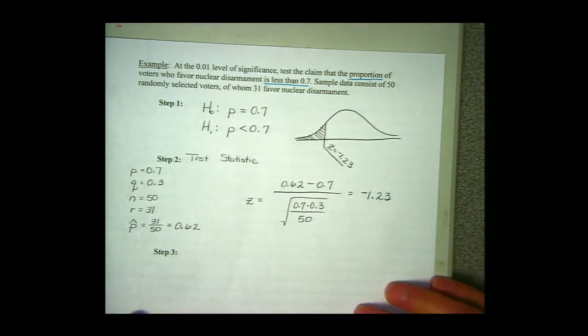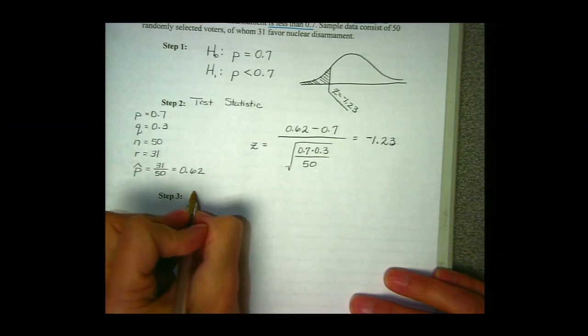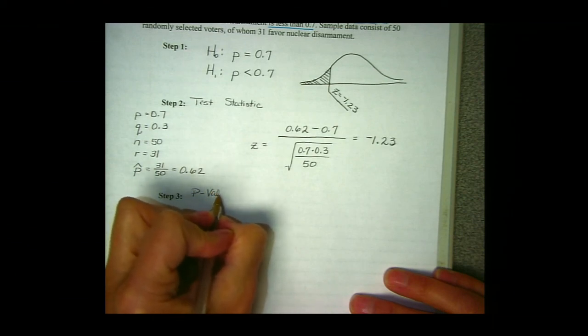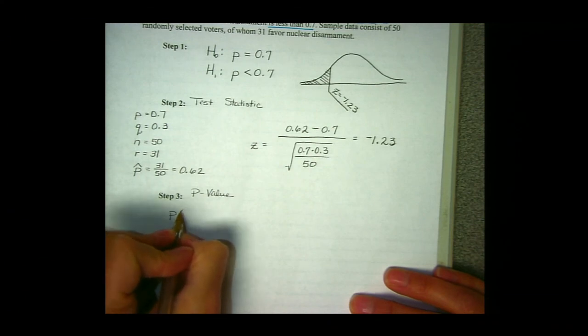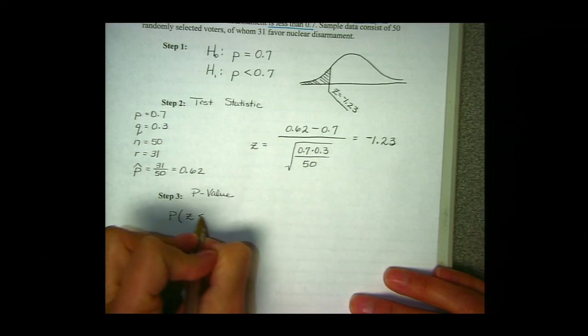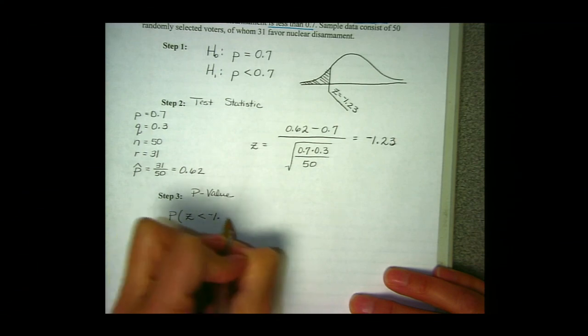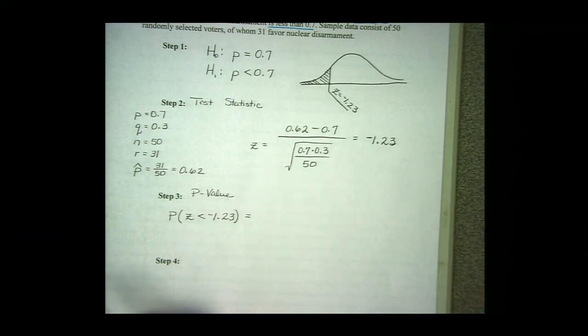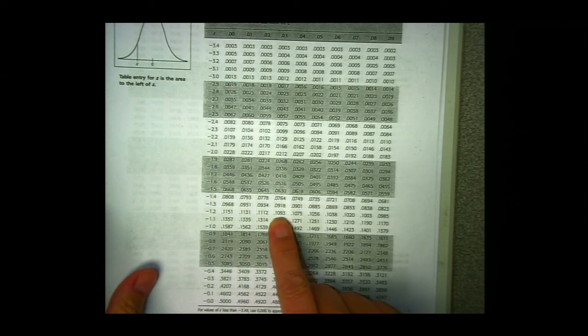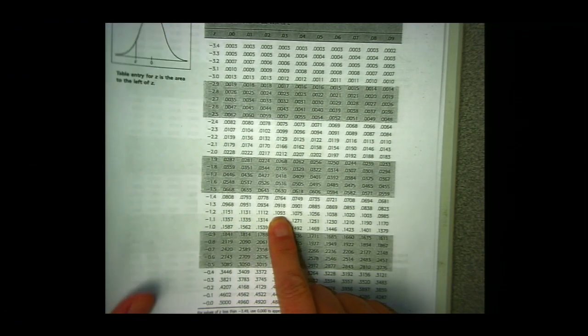So now we're going to go to step 3, which is finding our p-value. And since our alternate is a less than, then I'm finding the probability that z is less than, and our test statistic was negative 1.23. And since it's a less than, then I go straight to negative 1.23 on my table, negative 1.2, 0.01, 0.02, 0.03, and I get 0.1093.